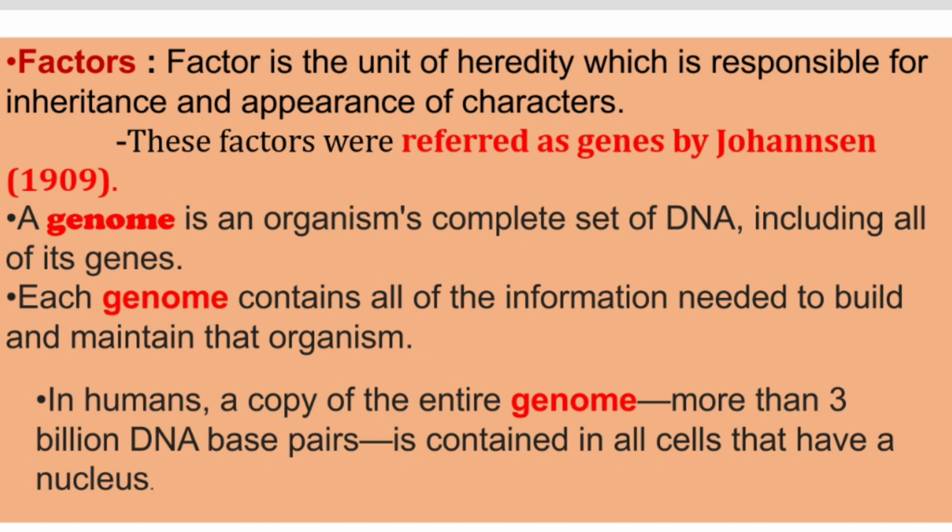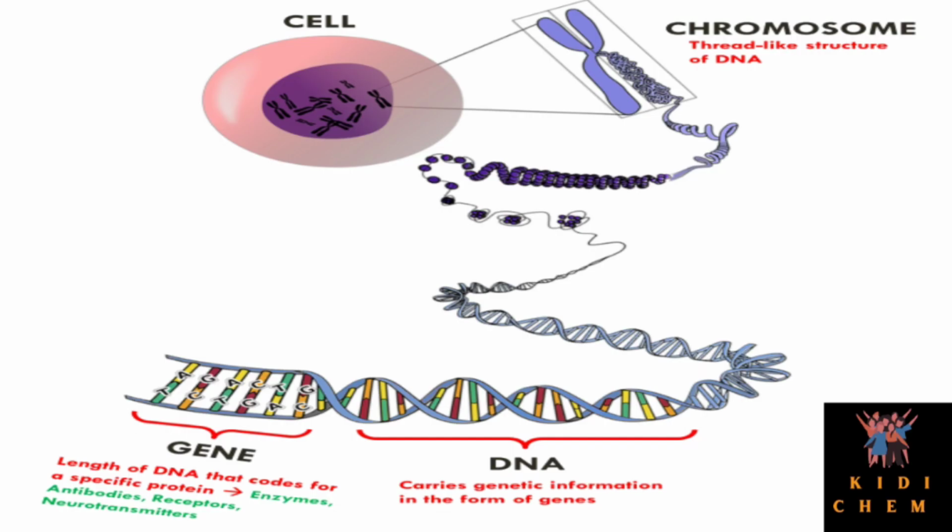that have a nucleus. Let's take a look at this figure. You can see the cells which have chromosomes, a thread-like structure, and then you can see the DNA and the gene. A gene is the length of the DNA that codes for a specific protein, and DNA is a double helical structure which you can see in the figure, which carries the genetic information in the form of the genes.